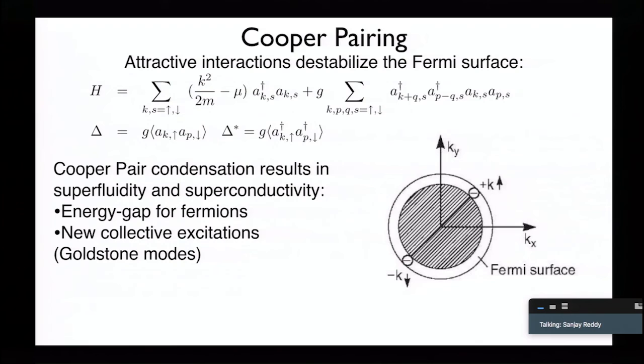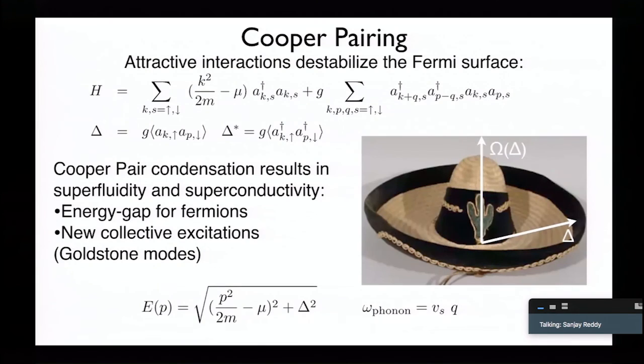So when you form Cooper pairs, the energy for excitation of fermions develops a gap. So you have to give it a finite energy to actually produce an excitation. So at the bottom, you have the energy-momentum relationship, the dispersion relation for fermions, and you see that there is a finite value even at the Fermi surface, where the momentum is equal to the Fermi momentum. So this is the first consequence of Cooper pairing.